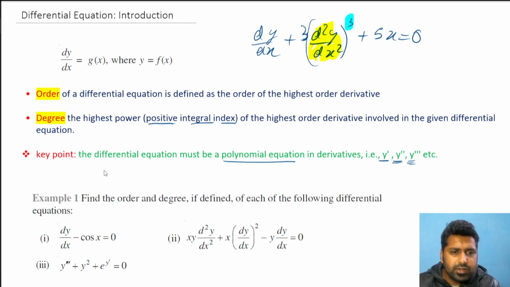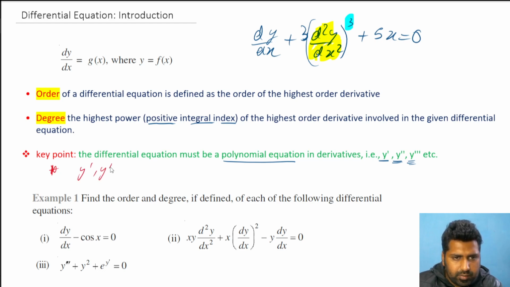Polynomial form means you will have powers of y dash, y double dash, y triple dash. They cannot have fractional power, they cannot have negative power, they cannot be inside sine, cos, tan, or any trigonometric function, any log, any exponential function. I'll mention this from the understanding point of view.